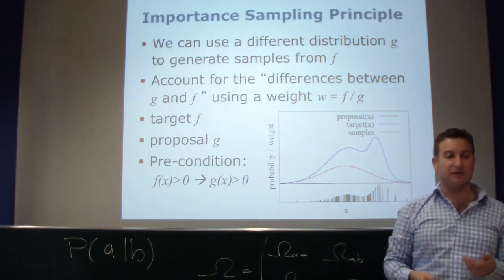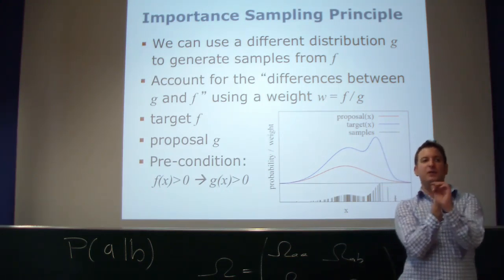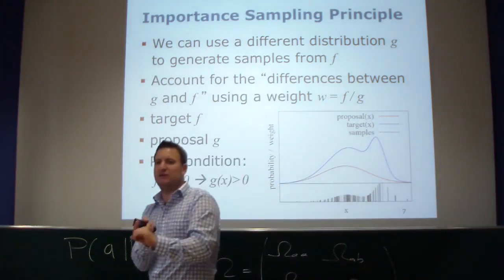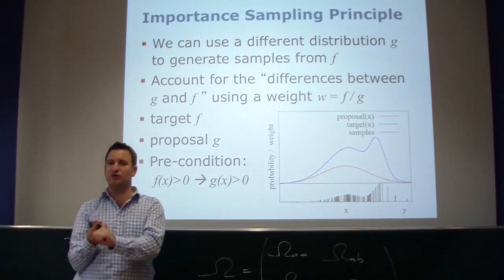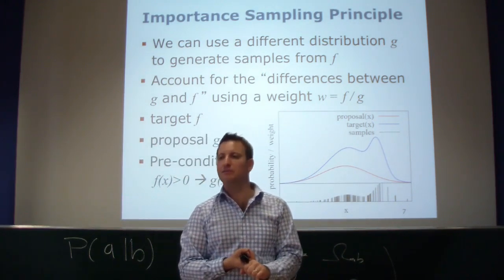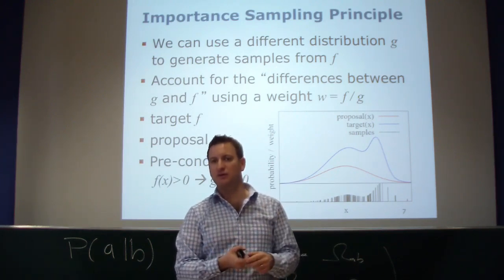This is what the importance sampling principle tells us. If we want to approximate f, but we can only generate samples from g, I'm happy to draw samples from g and then weigh those samples by f divided by g in order to take into account the differences between them.